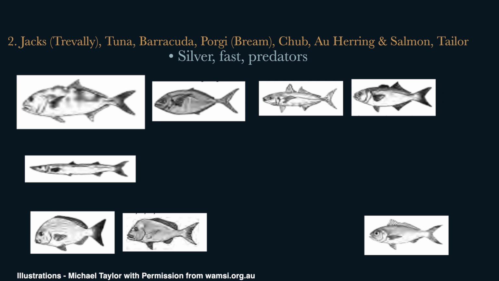Group number 2 are jacks, sometimes called trevally, barracuda, porgy, bream and chub. These guys are usually silver and they're fast and they have ray-shaped fins.